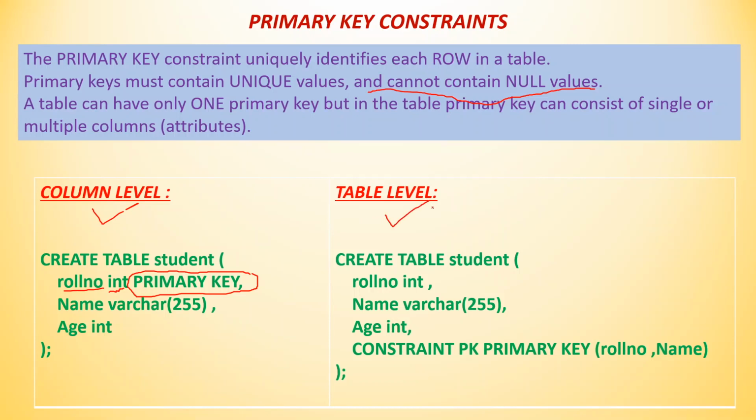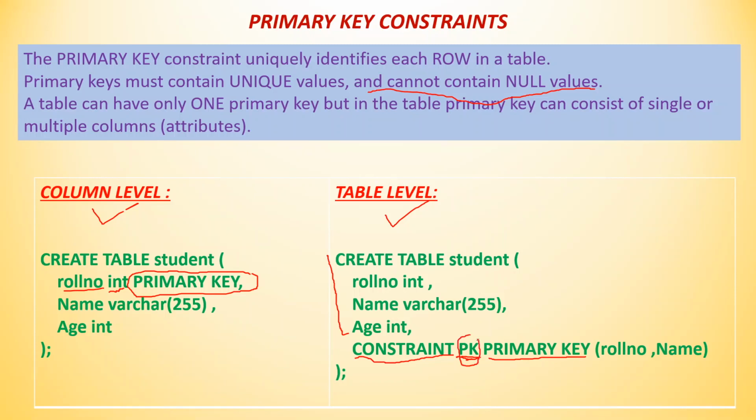If we have to apply it at table level, then we can do it like this. We have to write keyword constraint. Till here syntax is same. We will write all the column names, and at the last, after writing all the column names, we will write constraint. This is your keyword. This is the name of the constraint. We have kept pk as the name of the constraint. Then you will write again second keyword, that is primary key.